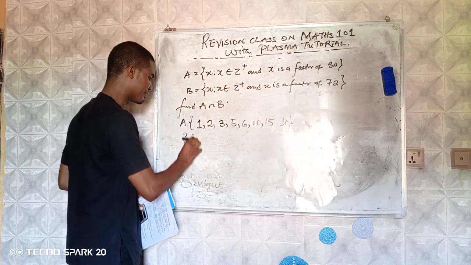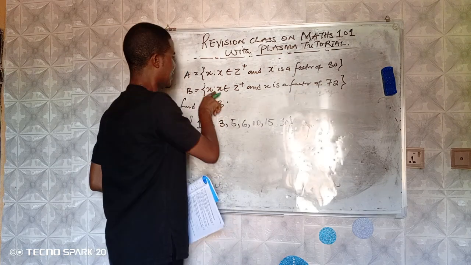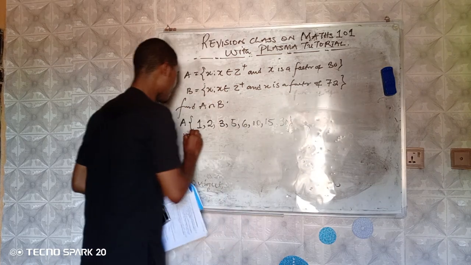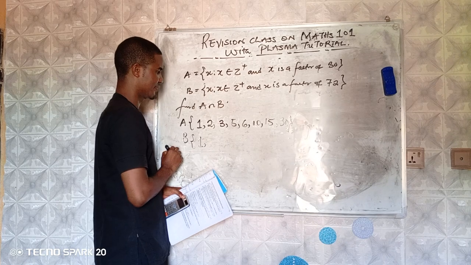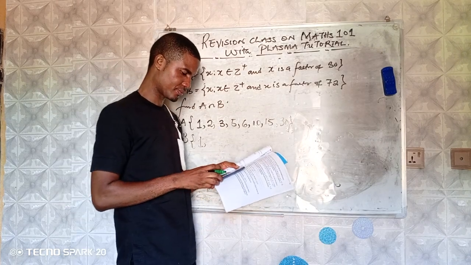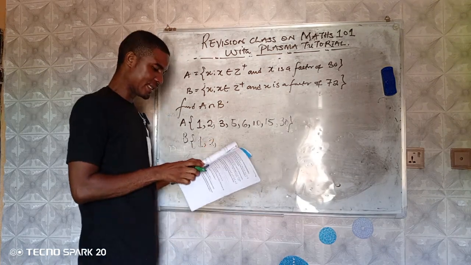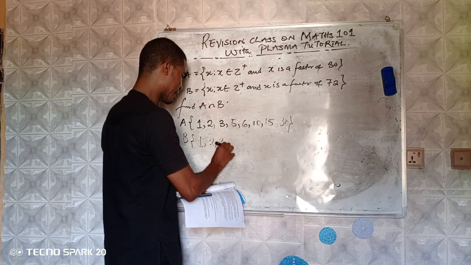What of B? 72. They are also going to be positive integers, and X is going to be a factor of 72. Numbers that can divide 72 without remainder. 1 must be there. 72 divided by 2 is 36, so 2 is there. Divided by 3 is 24, so 3 is there.